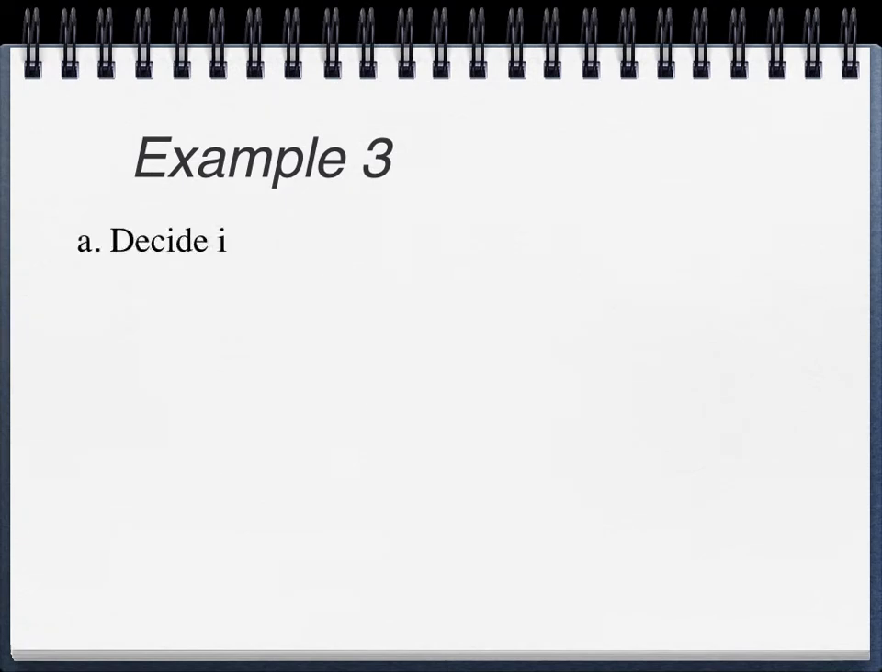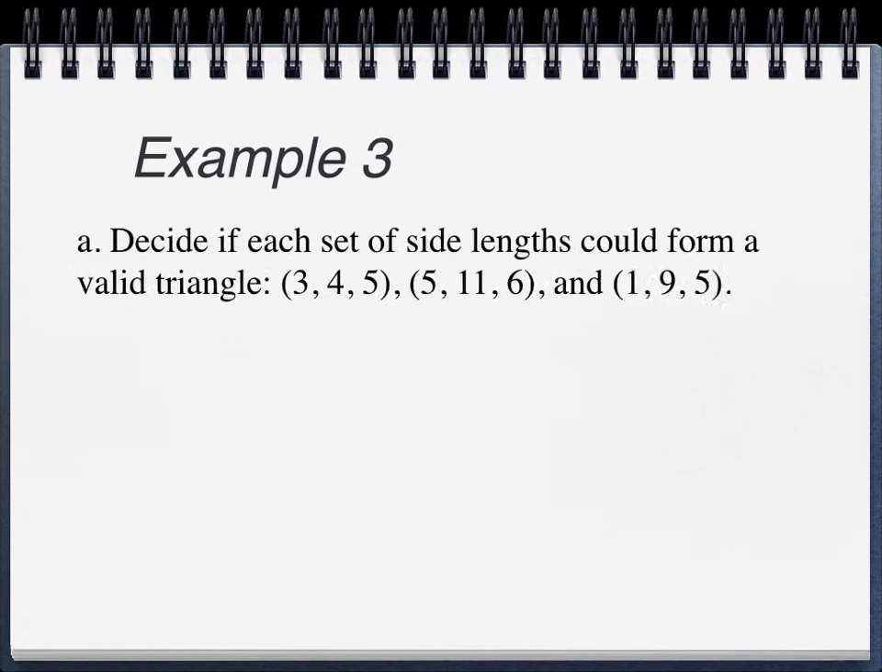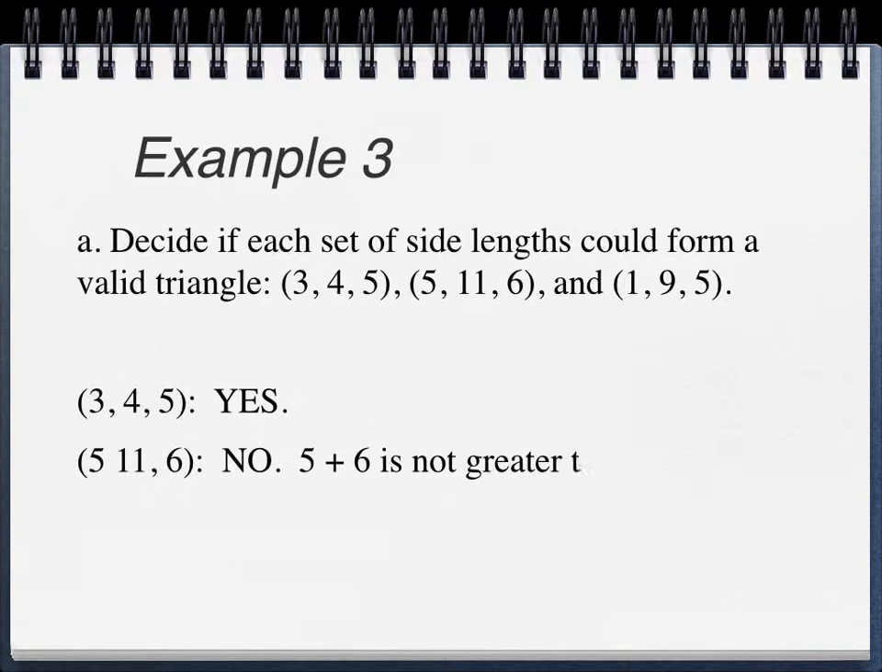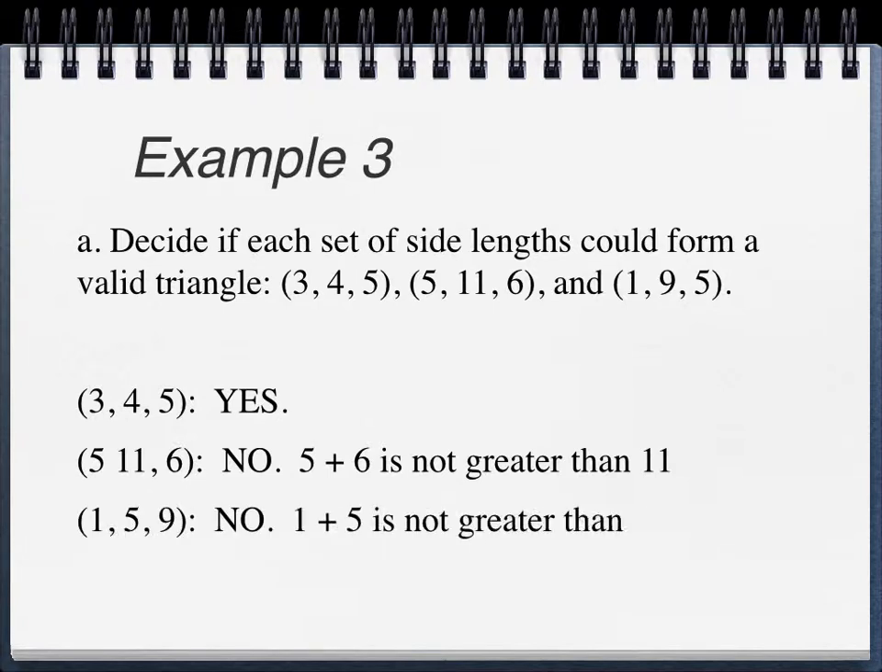All right, in the next example, we're to decide if the three numbers inside the parentheses could form a triangle. Let's consider 3, 4, 5. Well, of course, that could form a triangle. In fact, it's a very famous right triangle. Now let's consider 5, 11, and 6. That's a no, because 5 plus 6 is not greater than 11. And 1, 9, 5 would be no, because 1 plus 5 is not greater than 9.